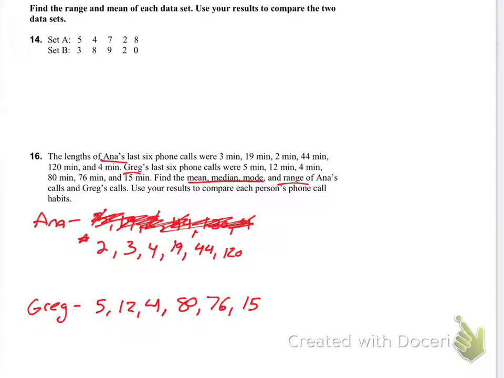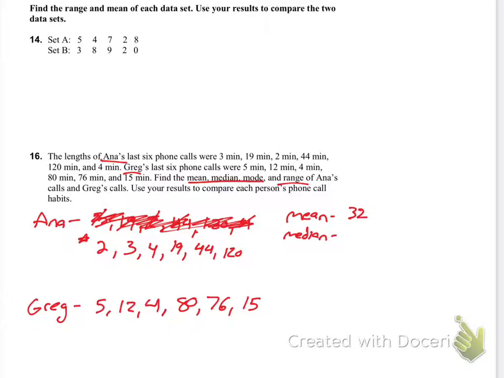In order to find the mean, I'm just going to add them up and then divide by 6. So that's 2 plus 3 plus 4 plus 19 plus 44 plus 120. It's equal to 192. I'm going to divide that by 6. That's going to be 32. So her average, or her mean, is 32 minutes.